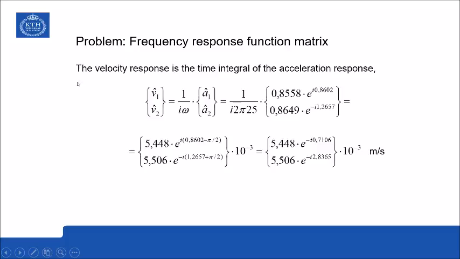If we want to convert them to the velocity response, as was question 4 in the task, then we have to time integrate the acceleration response. And in the frequency domain, time integration corresponds to division with i omega. And i omega is of course i times 2 pi times the frequency. So we simply have to divide both acceleration response components with i 2 pi 25.